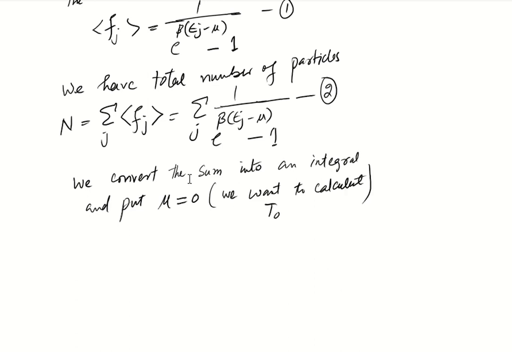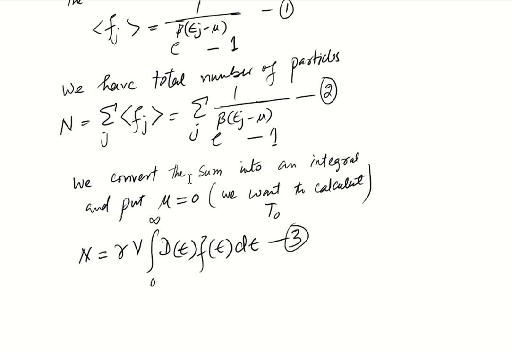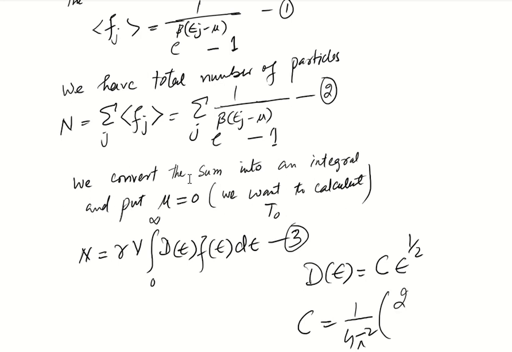So if you remember, when we converted this sum to an integral, the shape of the n would change. So it will be like this: n will be equal to gamma times V, integral 0 to infinity, D of epsilon f of epsilon d epsilon, where D of epsilon was our density of states function in energy space, given by C times epsilon to the power 1/2, and C was given by 1 over 4 pi squared times 2m over h cut squared, whole raised to the power 3/2. This was our C, and this is our D of epsilon.